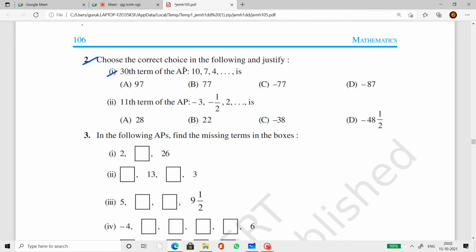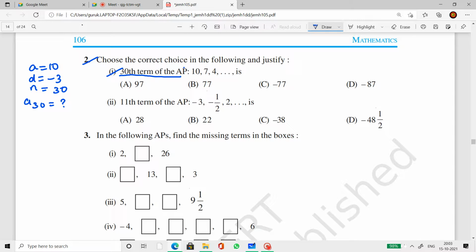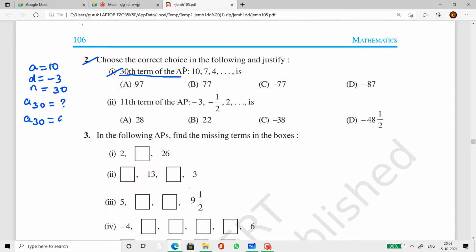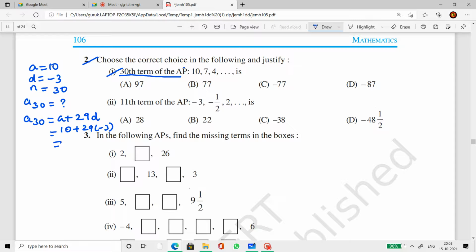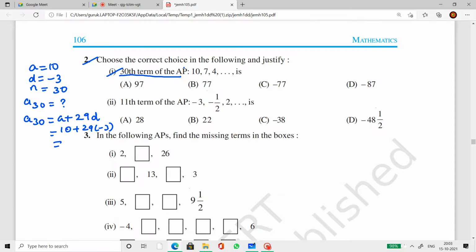Question number 2, subdivision number 1. Find the 30th term of an AP where A is 10, D is 7 minus 10. So A is 10 here, D is 7 minus 10, which is minus 3. N stands for number of terms and they said 30th term, so they want us to find the A30 value. So A30 equals A plus 30 minus 1 into D, so I'm going to write it as 29D. And A being 10, D being minus 3, substitute and you get the answer for the first one.